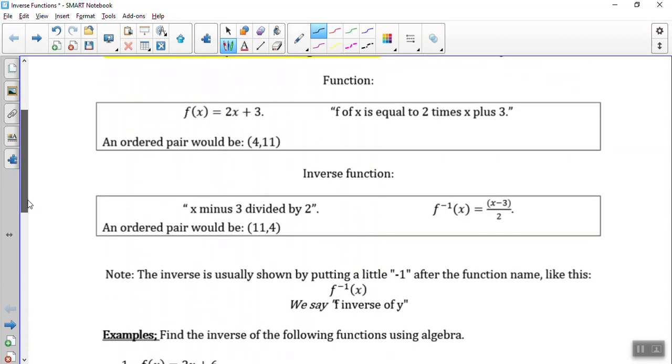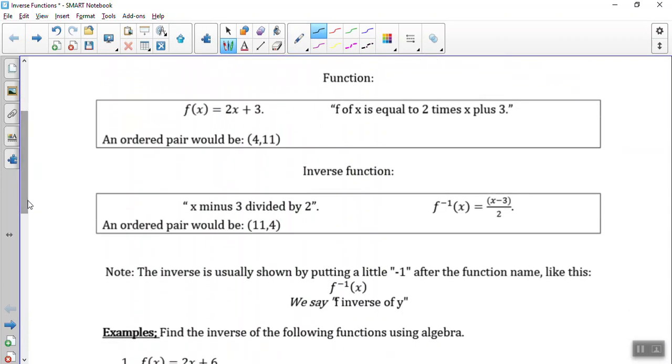So in this example, we have a function here. f of x equals 2x plus 3, and that's what I have here. f of x is equal to 2 times x plus 3. That's technically what this is saying. Okay, and we have an ordered pair here. We have 4, 11. Again, remember it has many different ordered pairs, but this is just one ordered pair, 4, 11.